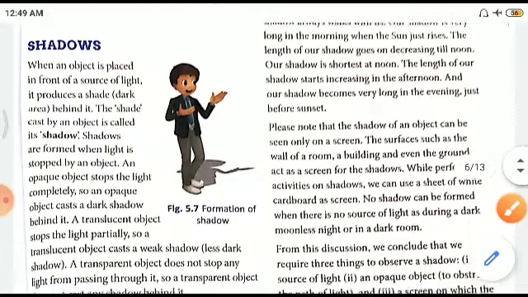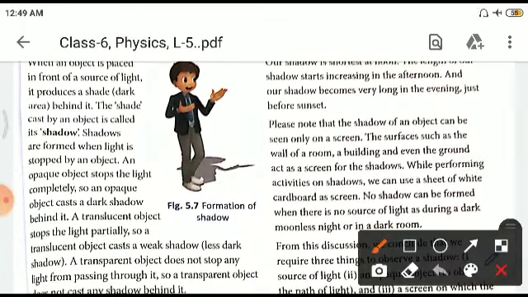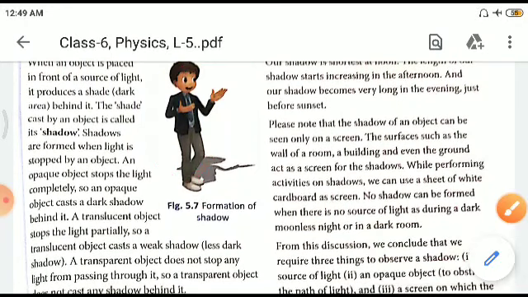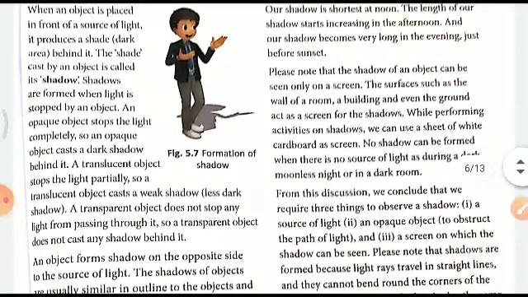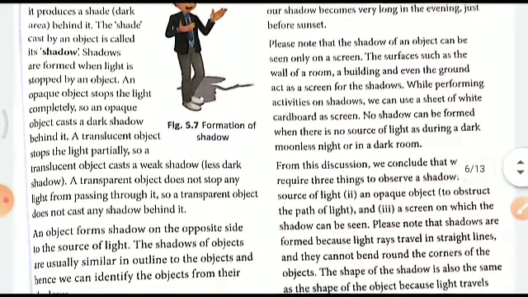Okay, an opaque object, so this object here, it needs to be opaque, right? An opaque object stops the light completely, so an opaque object casts a dark shadow behind it. The translucent object stops light partially, so a translucent object casts a weak shadow, right? Translucent object casts a weak shadow. A transparent object does not stop any light from passing through it, so transparent object does not cast any shadow. An object forms shadow on an opposite side of the source of light. Remember this, the shadow is always formed on the opposite side, not on the same side.